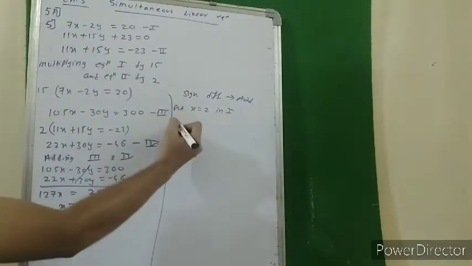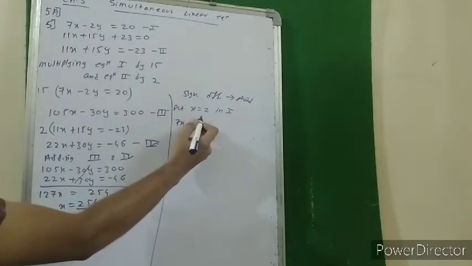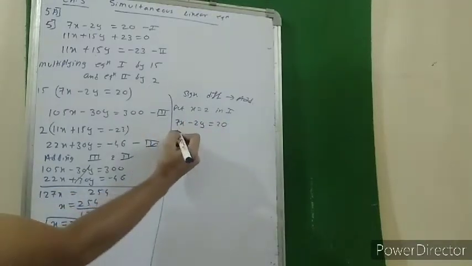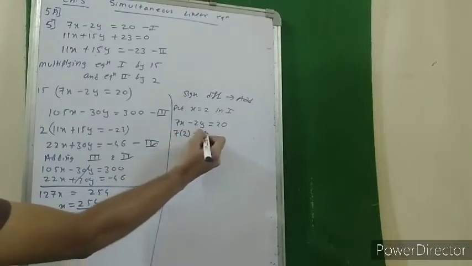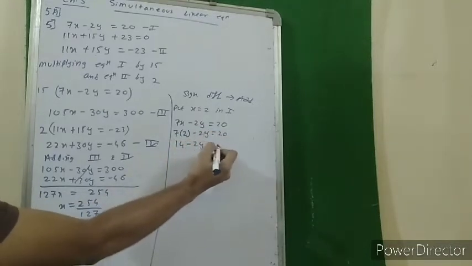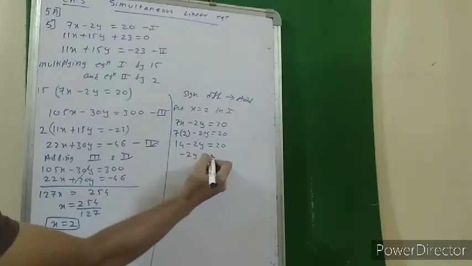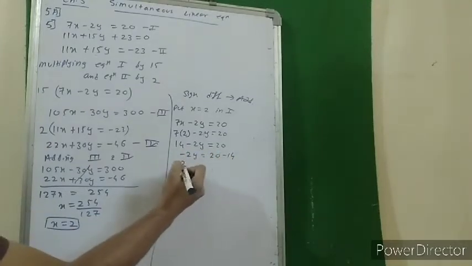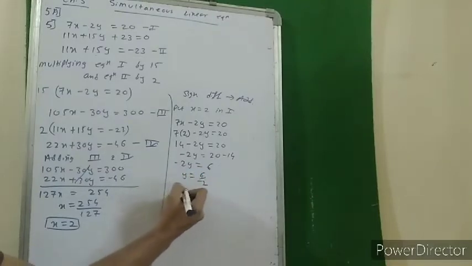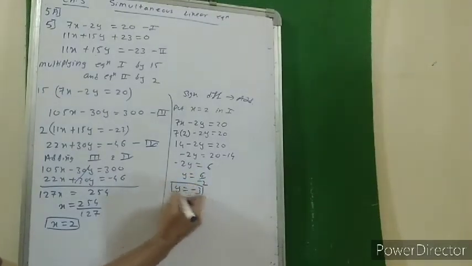What is equation number 1? 7x minus 2y is equal to 20. The value of x is 2, so 7 2s are 14. Minus 2y is equal to 20 minus 14. Minus 2y is equal to 6. y is equal to 6 upon minus 2. y is equal to minus 3. Okay, so x is equal to 2 and y is equal to minus 3.